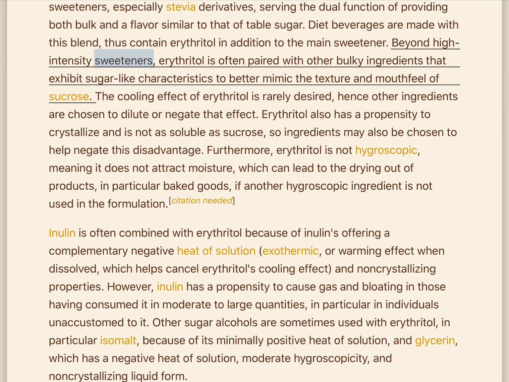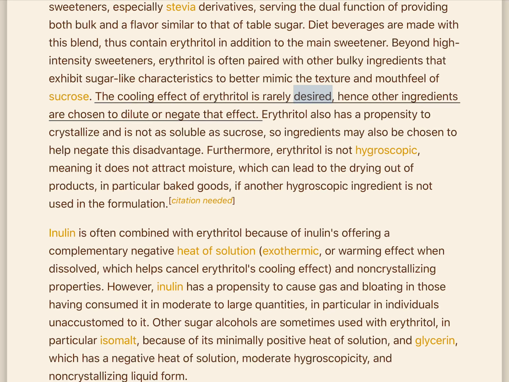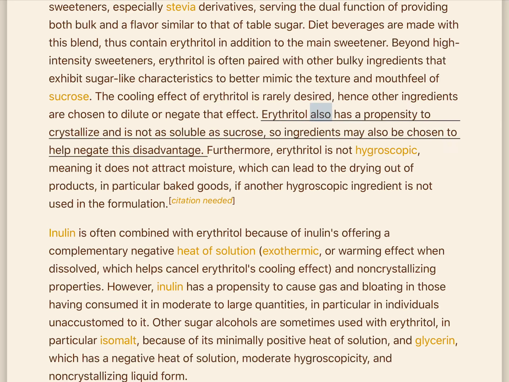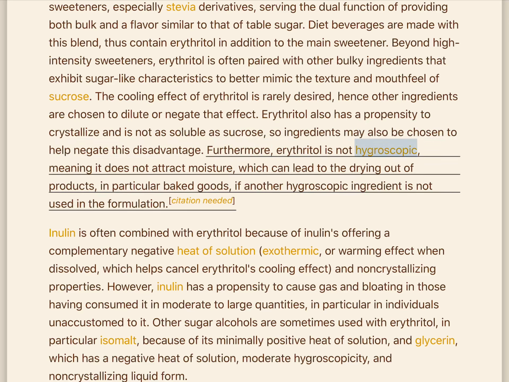Beyond high-intensity sweeteners, erythritol is often paired with other bulky ingredients that exhibit sugar-like characteristics to better mimic the texture and mouthfeel of sucrose. The cooling effect of erythritol is rarely desired, hence other ingredients are chosen to dilute or negate that effect. Erythritol also has a propensity to crystallize and is not as soluble as sucrose, so ingredients may also be chosen to help negate this disadvantage. Furthermore, erythritol is not hygroscopic, meaning it does not attract moisture, which can lead to the drying out of products, in particular baked goods, if another hygroscopic ingredient is not used in the formulation.